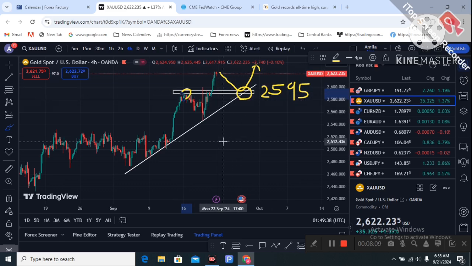And money management is the key for gold trading. So thank you very much.